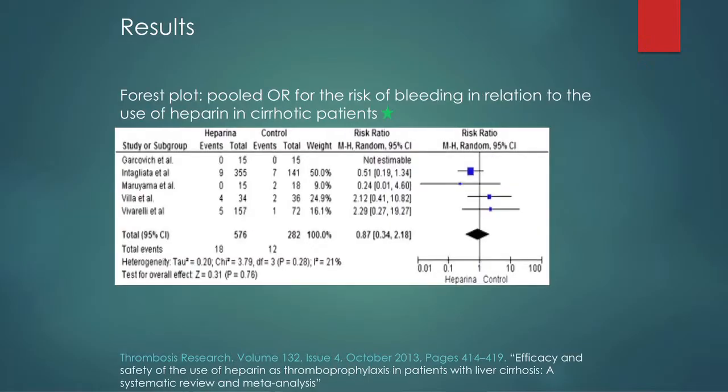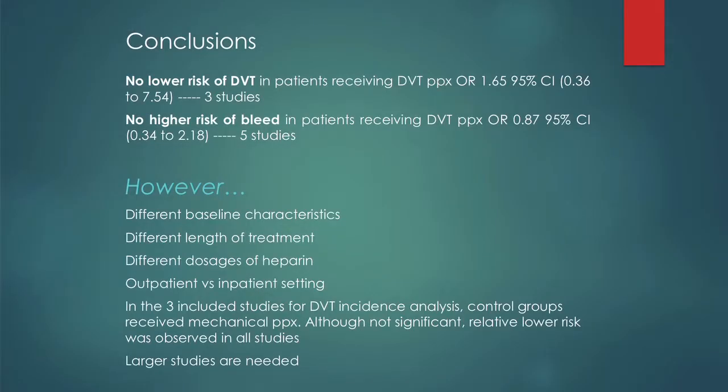And then on the other hand, this is the odds ratio of bleeding in the patients that received the prophylaxis. This one also, they did show that there's not a statistically significant increase in risk in patients that receive heparin, although there were more bleeding complications than thrombotic events. These are basically the conclusions of the study.